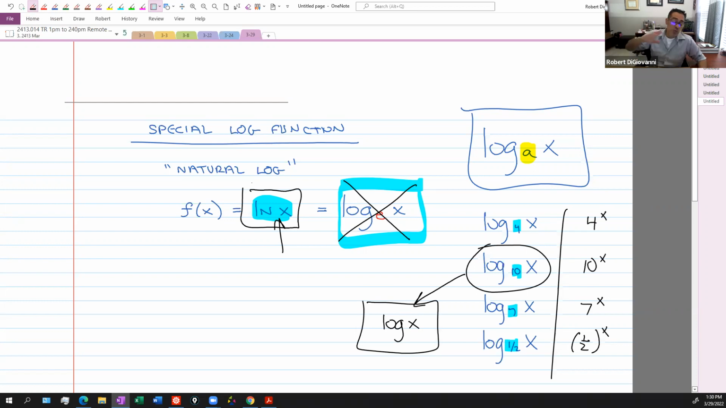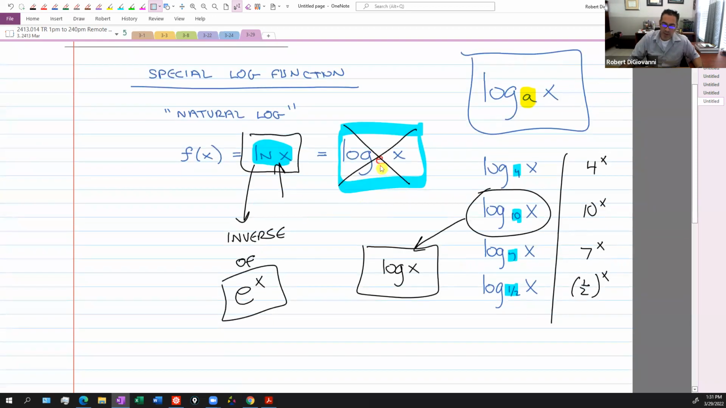Now, I wish we never adopted that convention, because students lose track of what the base is. They forget what the base of the natural log really is. The natural log is just the inverse of e to the x. e to the x is that very special natural exponential function, and its inverse function is the natural log function.